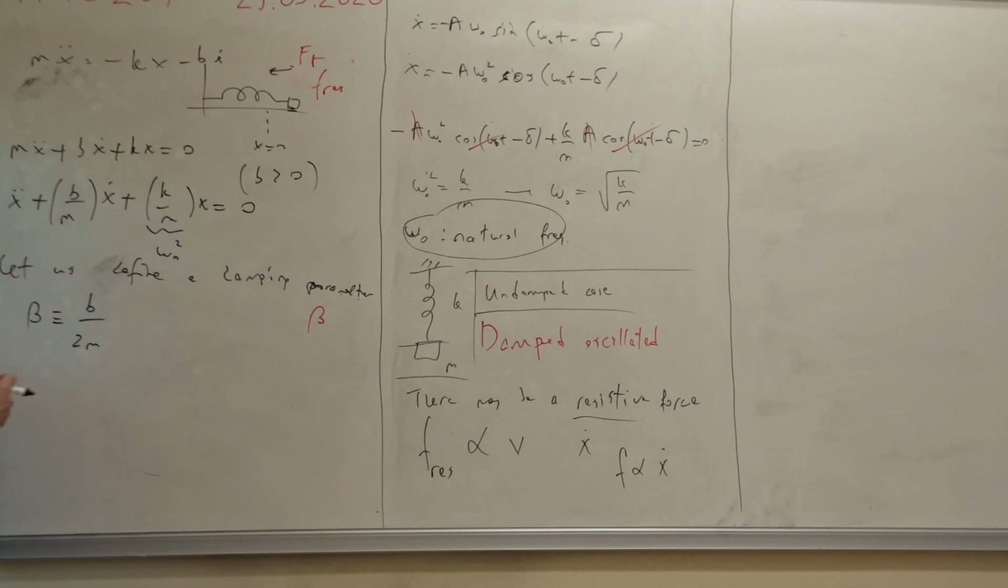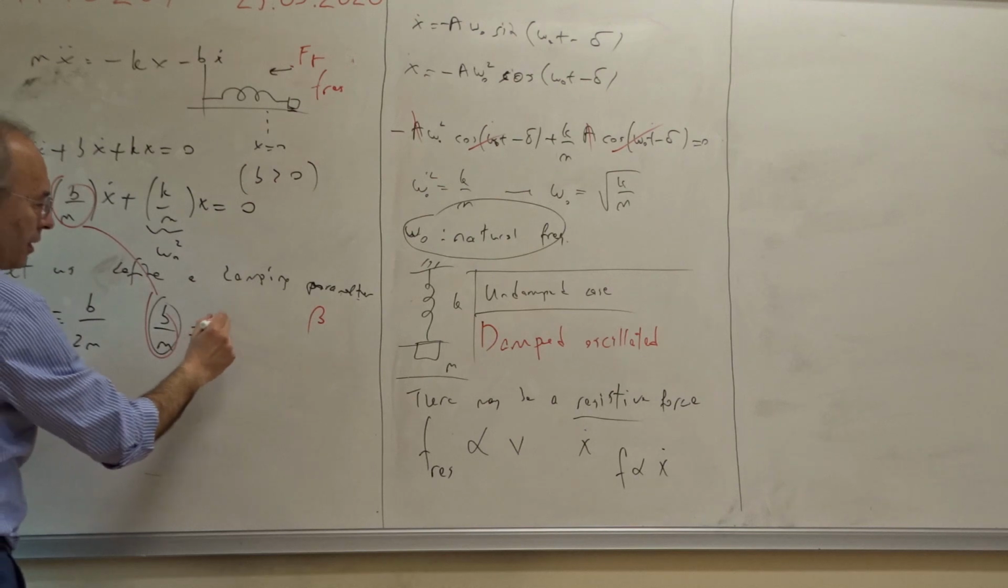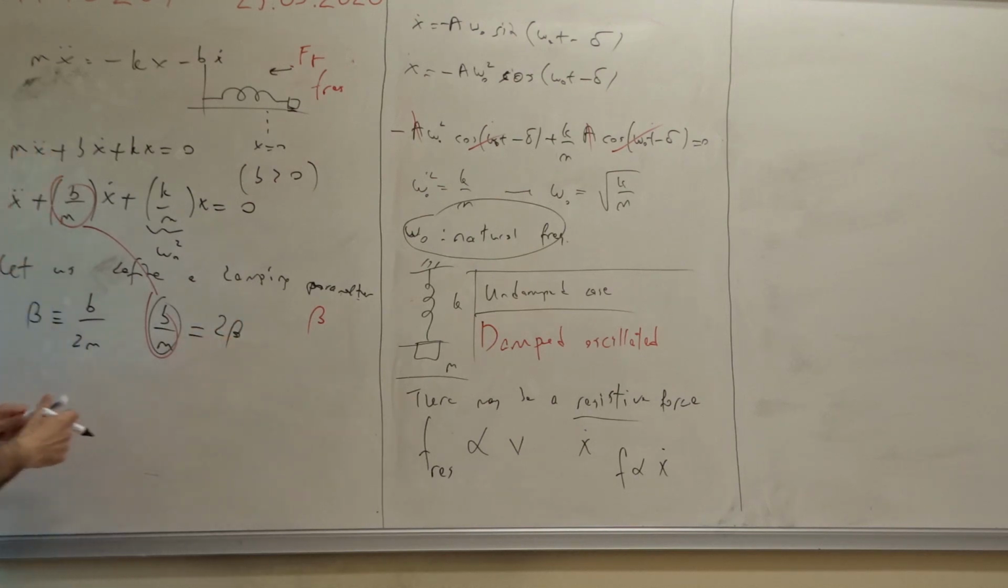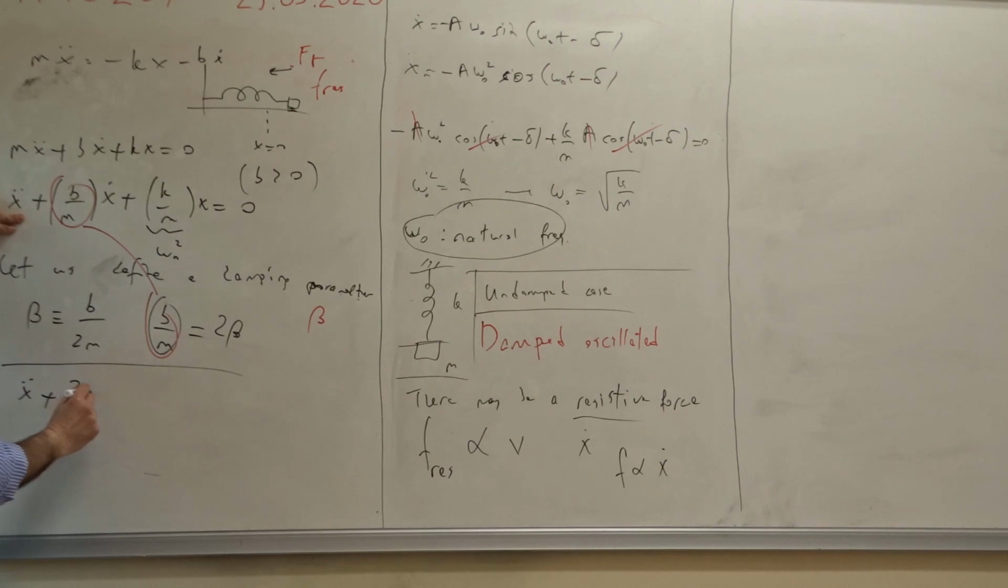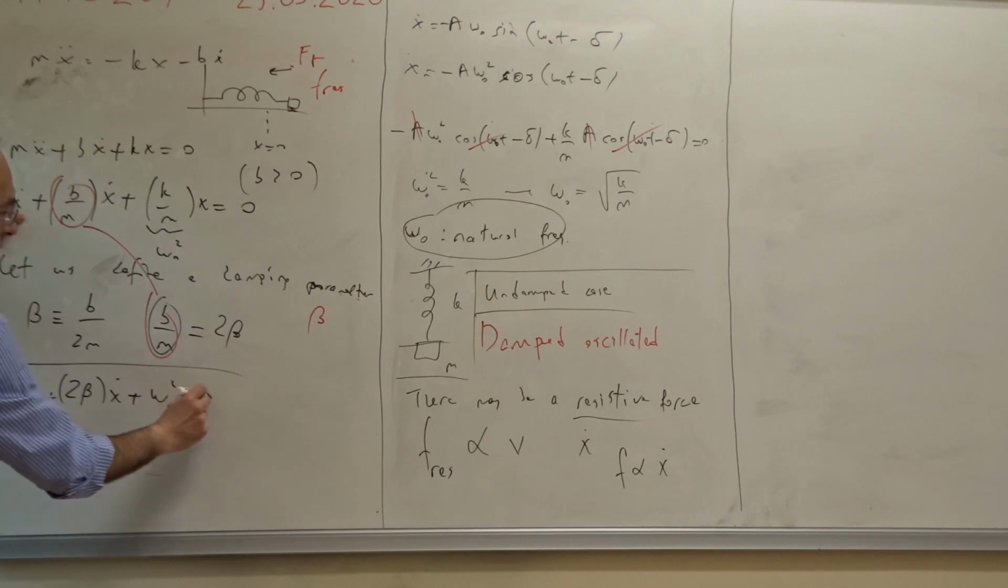So what do we have here? We have the coefficient of the term, b over m. But b over m is just 2 beta. So let me write the equation in the final form: x double dot plus 2 beta times x dot plus omega 0 squared times x is equal to 0.